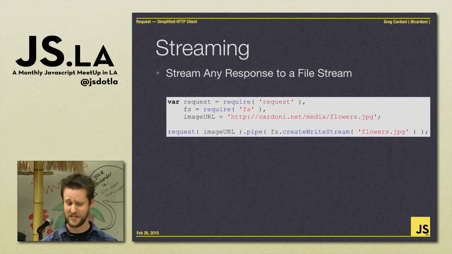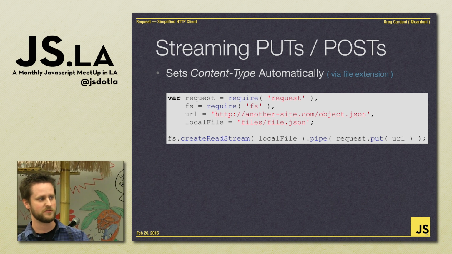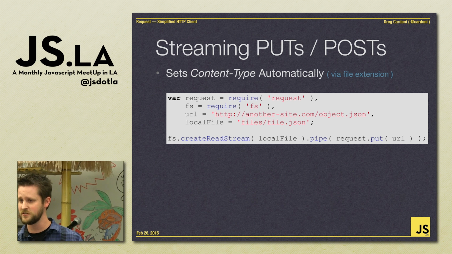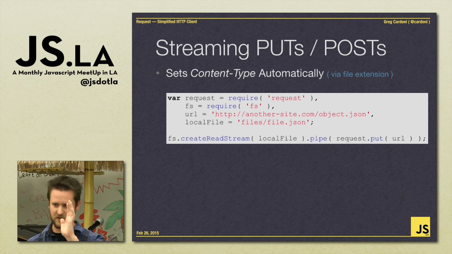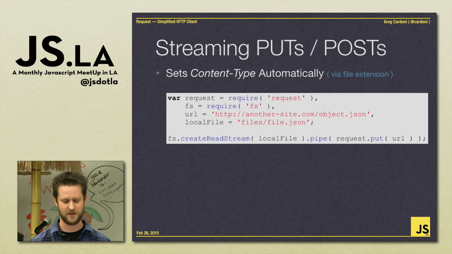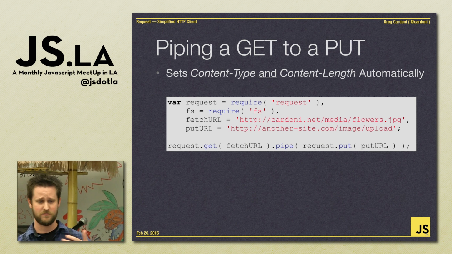So that's neat. I should also mention that when you're streaming a PUT or a POST, it will set the content type automatically based, in this case, just on the file extension. So request has its own mapping of file extensions to content types, and it'll set that in your header. You could, of course, override that if you'd like, but it's pretty nice to have that handled automatically. Cool little feature.